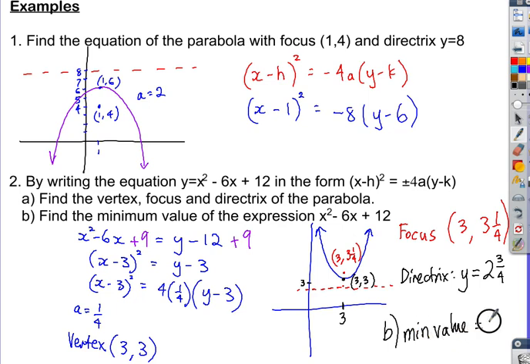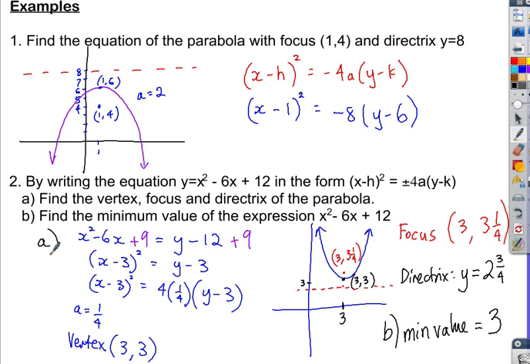Oh, the minimum value, like the vertex. Is that just asking what the vertex is? It's asking for the y value of the vertex, which is 3. What if it was concave down? Or maybe it asks for the maximum value. Why would it be 3, 3? Because it's not asking for the coordinates of the vertex, it's asking for the minimum value of this, which is that parabola.